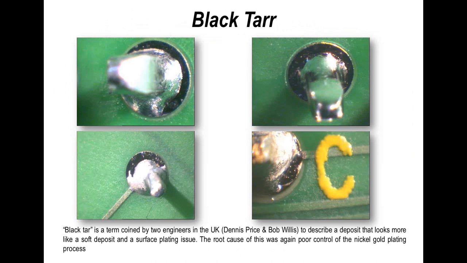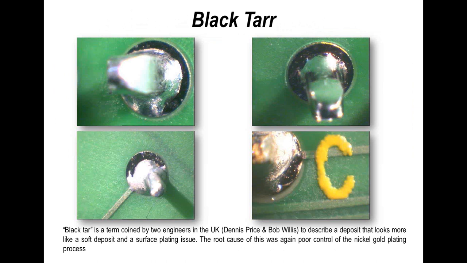This is what we call black tar, and the black tar term was coined by a good friend of mine, Dennis Price, who's now retired, myself, just purely because we didn't want to confuse people with the two different things, black pad and black tar. Black tar visually looks like a black substance on the surface of nickel. It is still the nickel surface that hasn't wet with solder, but it just has a different texture.